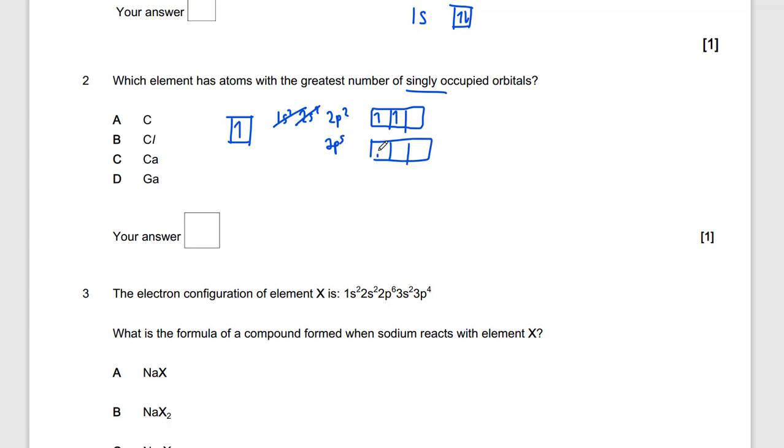1, 2, 3, 4, 5. So chlorine only has 1 singly occupied orbital, which means chlorine cannot be the correct answer as carbon has more. Move on to calcium.